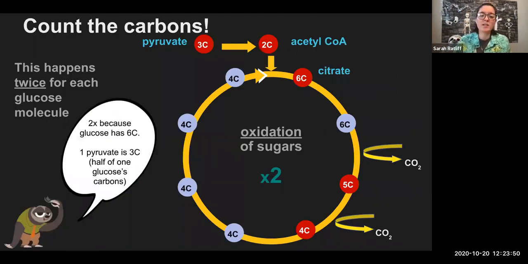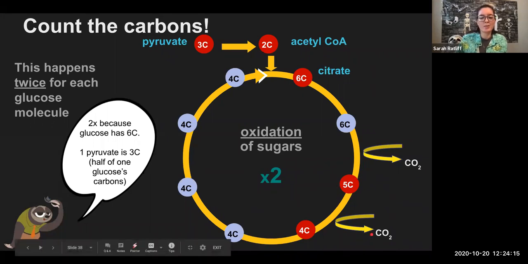So let's count our carbons. For every 1 cycle of the Krebs cycle, we're starting out with our pyruvate, which is 3 carbons. We're losing one of those to carbon dioxide when we oxidize it, creating our CoA. That CoA combines with the leftover 4C from the previous cycle. 6Cs, we lose one of them to carbon dioxide, left with 5, lose one of those to carbon dioxide, left with 4. The 4C gets rearranged, starts all over again.